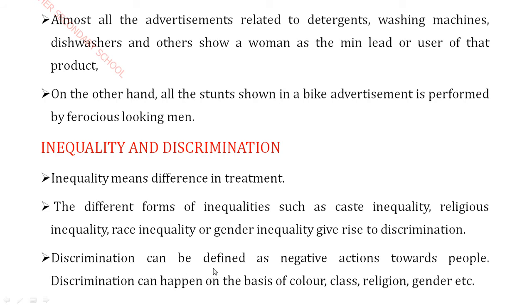Okay children, discrimination can be defined. It comes from the meaning of a negative action. Take note of this, children. Discrimination is a negative action towards people, showing a difference in their love and affection. Discrimination can happen on the basis of color, class, religion, gender, etc. The color of complexion, the class of group, whether they are rich or poor, the various religions followed in the nation, and the gender, whether a man or a woman. This differentiation is called discrimination.